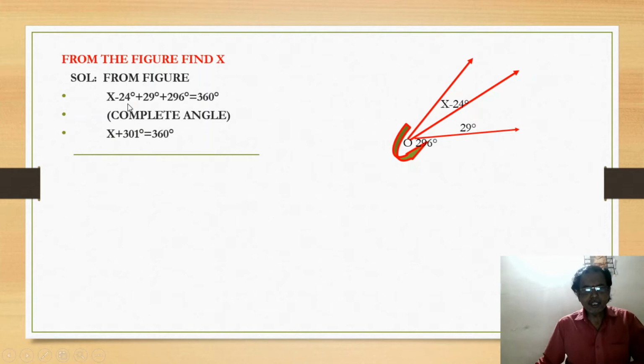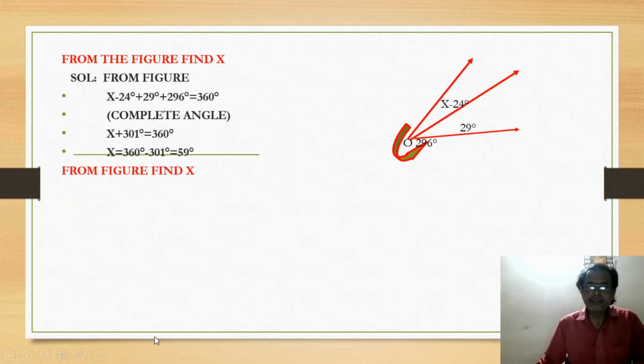Now 29 minus 24 is 5 degrees, 5 degrees plus 296 is 301. So x plus 301 is equal to 360. On simplification, we get the result. Then next, take this 301 to the right side. x is equal to 360 minus 301, which is equal to 59 degrees. So like this, we can find the x value. Next.